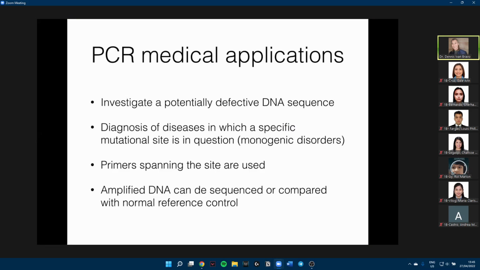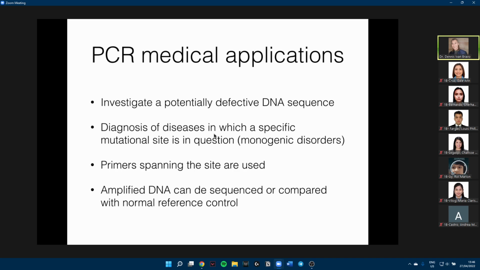Right? So you might be wondering, what shall we do now with PCR? It does have a lot of medical applications. As a matter of fact, PCR is so important that we can divide molecular biology into two eras, the pre-PCR era and the post-PCR era. So PCR is virtually the workhorse now for molecular biology. So we can use PCR to investigate a potentially defective DNA sequence. So it can be used for research as well as for diagnosis.